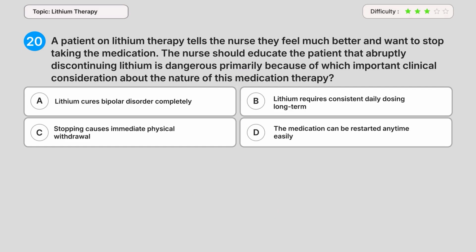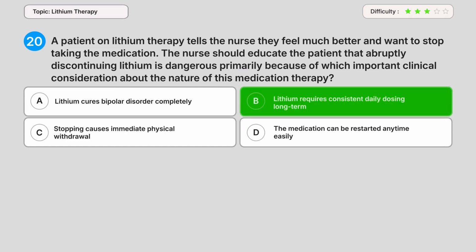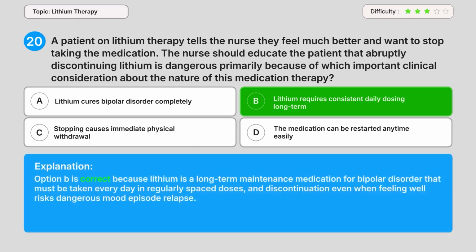Correct answer B. Lithium requires consistent daily dosing long-term. Explanation: Option B is correct because lithium is a long-term maintenance medication for bipolar disorder that must be taken every day in regularly spaced doses, and discontinuation even when feeling well risks dangerous mood episode relapse.